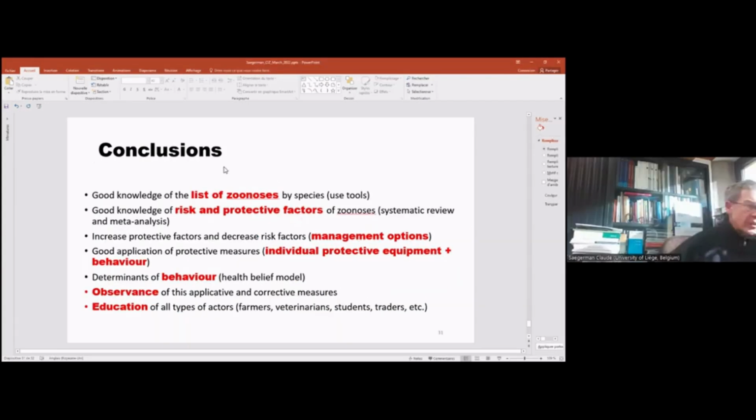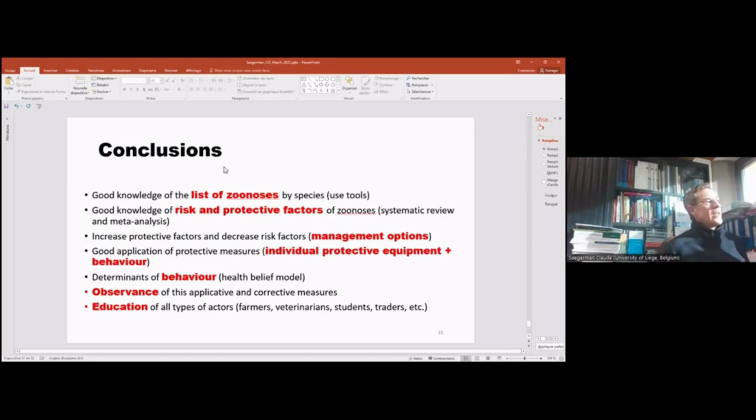And in conclusion, to respect the timing strictly, my conclusion is summarized in this slide. It is very important to have good knowledge of the list of zoonoses by species and to use tools for this. It's very important to have good knowledge of risk and protective factors of zoonoses. In this way, I encourage an increasing number of systematic reviews and meta-analyses about this, which are very strong in terms of evidence base. You also need to increase protective factors and decrease risk factors when you have discovered them by, for example, an inquiry. And it's directly related to management options, because if you have the protective and the risk factors, you have options to manage this and to decrease the disease.